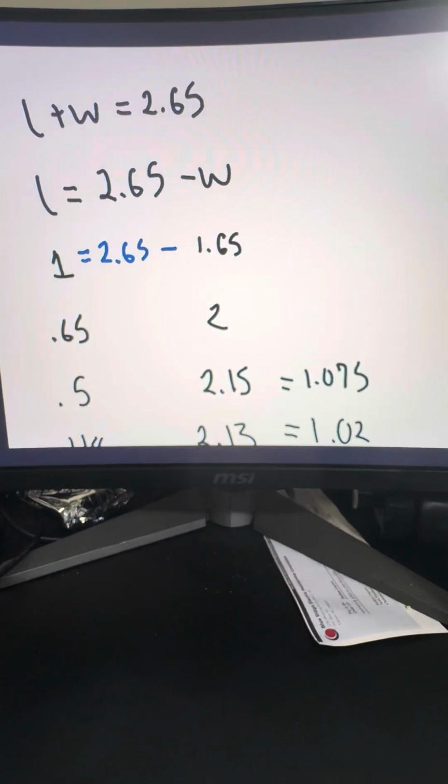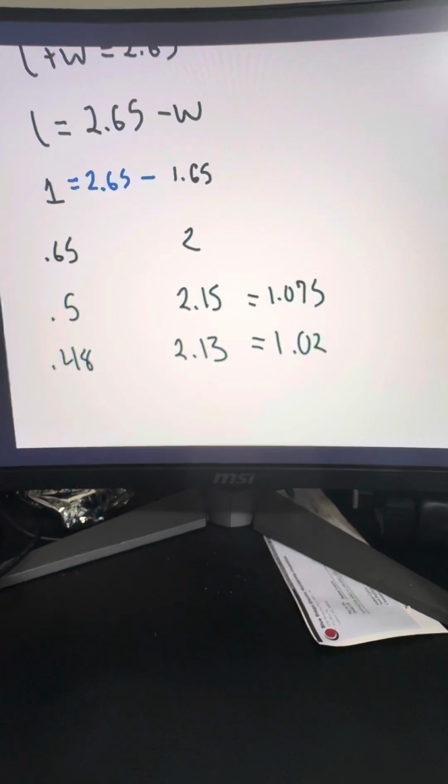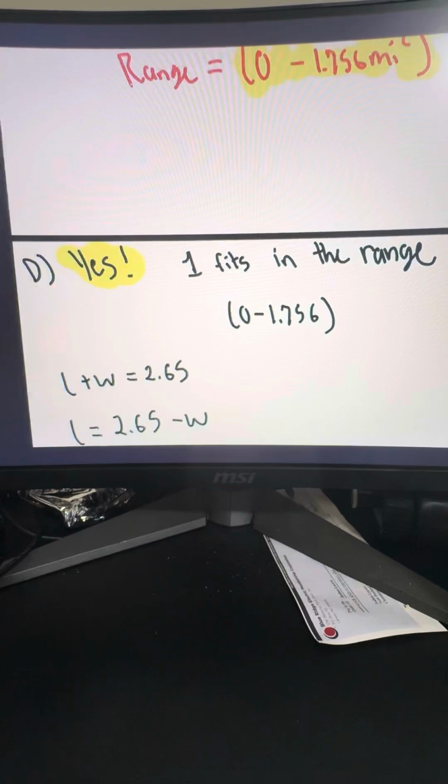So that shows you how, the more decimal places you add or the lower you go, we can come up with any area that we want in that range. And yeah, that was really cool. So yes, we can come up with an area of 1.